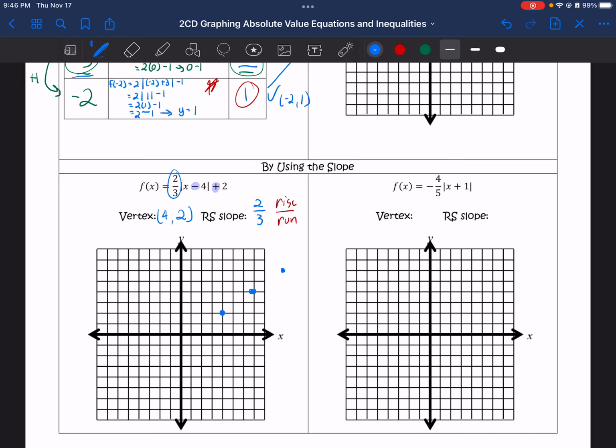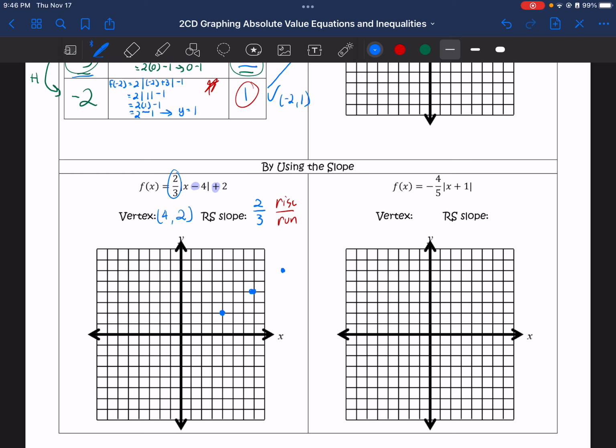Now, our slope only indicates our right-hand side slope. But our absolute value graph always looks like a V. So how do we graph the left side? If we were to graph in the opposite direction, usually, if it was 2 over 3, we'd go down 2 and then left 3, right? But this would actually cause us to get a line. And we don't want a line, we want a V. So how do we get that V? How do we find the points accurately?